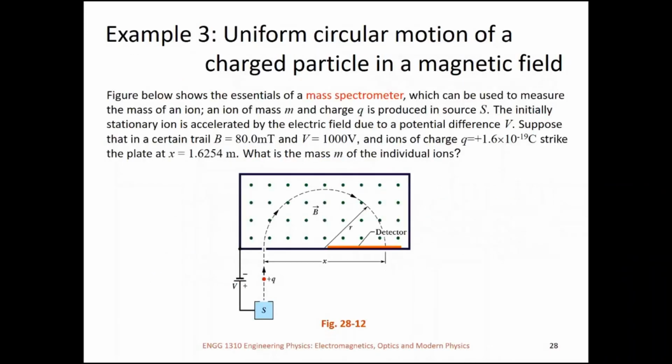Okay, so let's see an example. A uniform circular motion of a charged particle in the magnetic field. This figure shows the essentials of a mass spectrometer. Do you know mass spectrometer? This is actually a very common tool to analyze the elements inside a material.